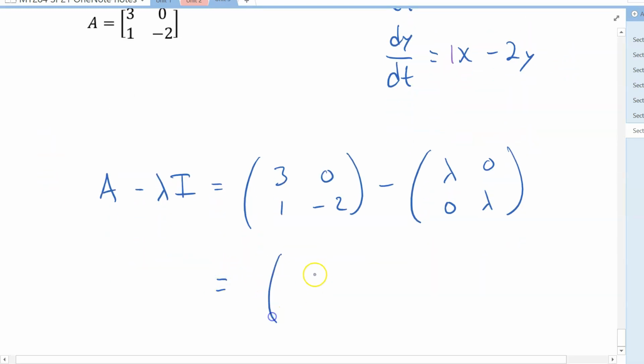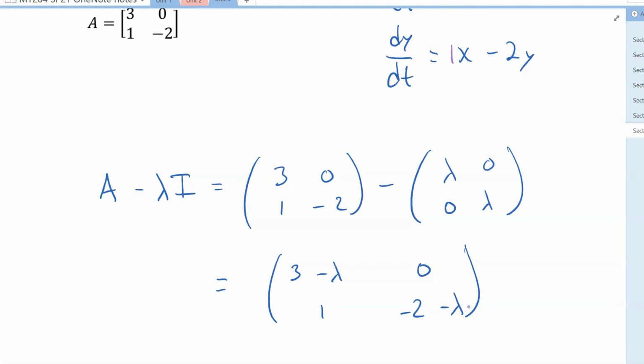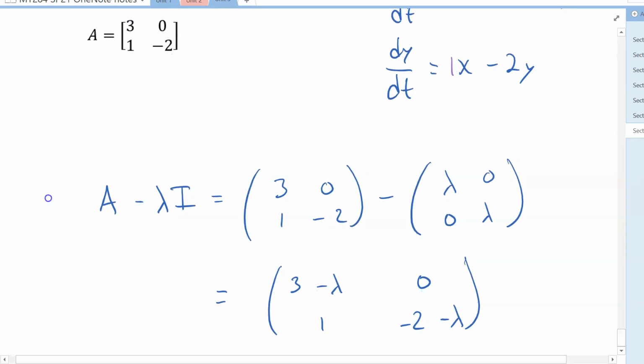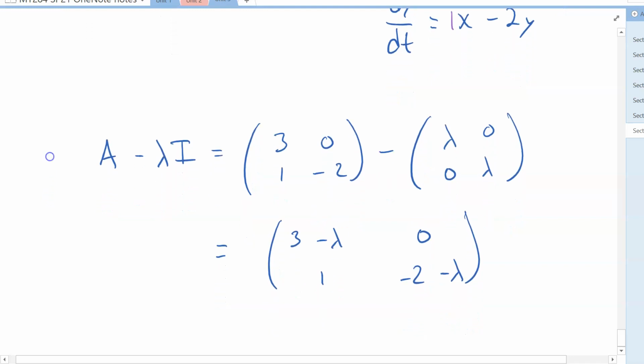So now we end up with 3 minus lambda, 0, 1, and then -2 minus lambda. Subtract entry by entry, or component by component, in your matrix. Really, what we're doing when we form that matrix is just subtracting lambda down the main diagonal of the matrix A. Everything else stays the same. The 0 and the 1 are the same. It's just 3 minus lambda, -2 minus lambda.